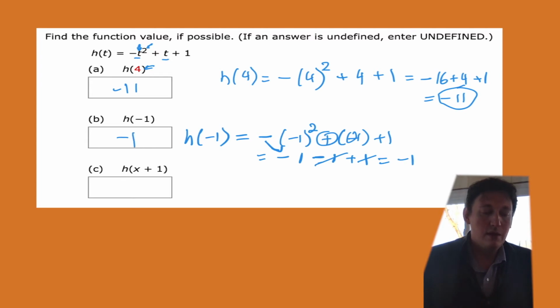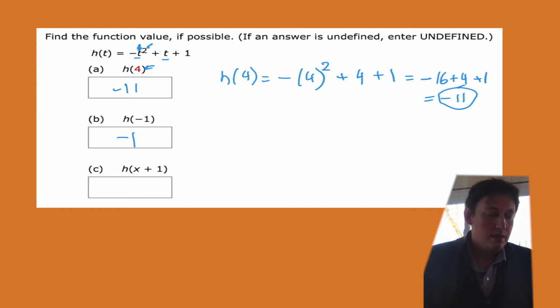So you can either add these together, or you can just cancel these two out, and you have -1 left over. So again, on this parabola, there's a point (-1, -1) that falls right onto this function. The last one, I'm going to erase here and just get a little more room. For the last one, the idea is exactly the same, it's just a little more challenging. So h of x plus 1 simply means instead of writing a number in place of t, I'm going to write x plus 1 instead of t.